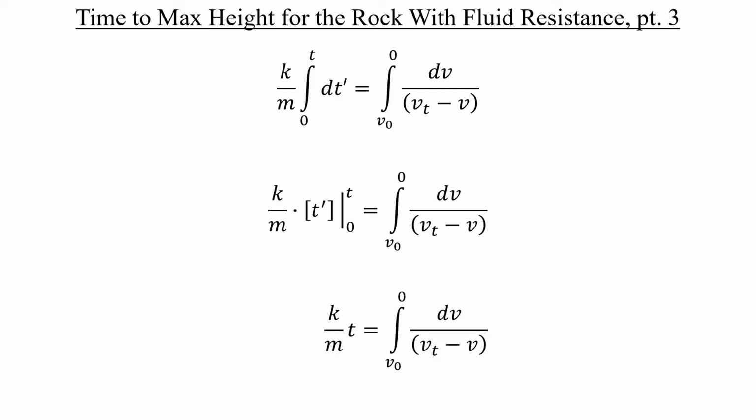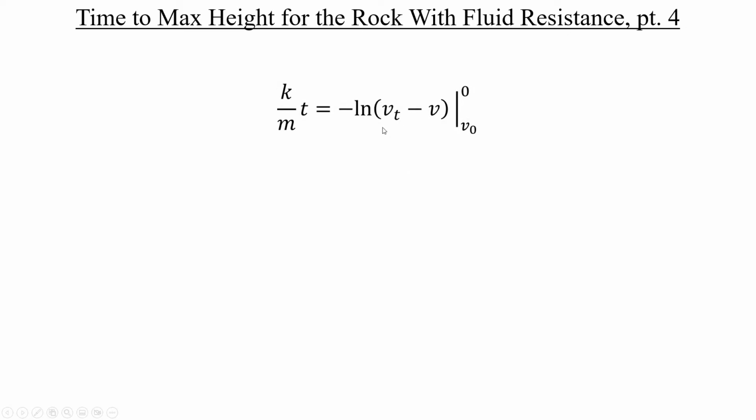On the right-hand side, our approach is still pretty familiar. We saw that in problem number 24, when we took the integral of 1 divided by this velocity difference, we ended up with this negative natural logarithm result. And it's still the same here. It's just that the endpoints are a little bit different. And when we apply those, our expression will simplify to this.